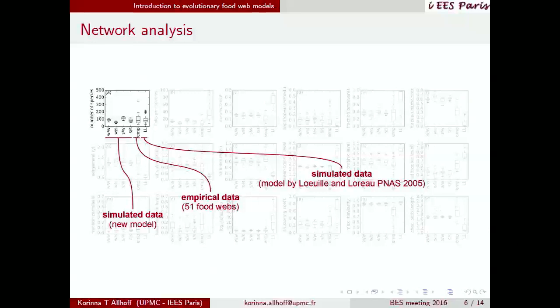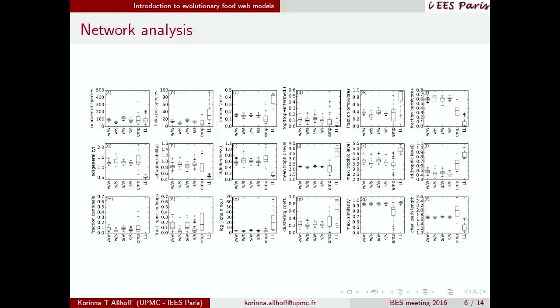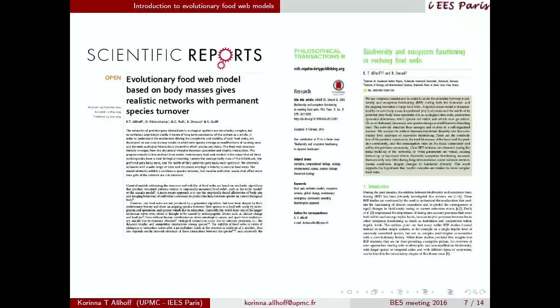And then I calculated 18 different network properties. And I know this slide is a bit overwhelming. I don't want to go too much into detail. My point is just we compared these 18 different network properties, and we found that indeed these networks seem to be quite realistic. So if you're interested in this approach, and if you'd like to learn more about evolutionary food web models, I recommend these two articles.